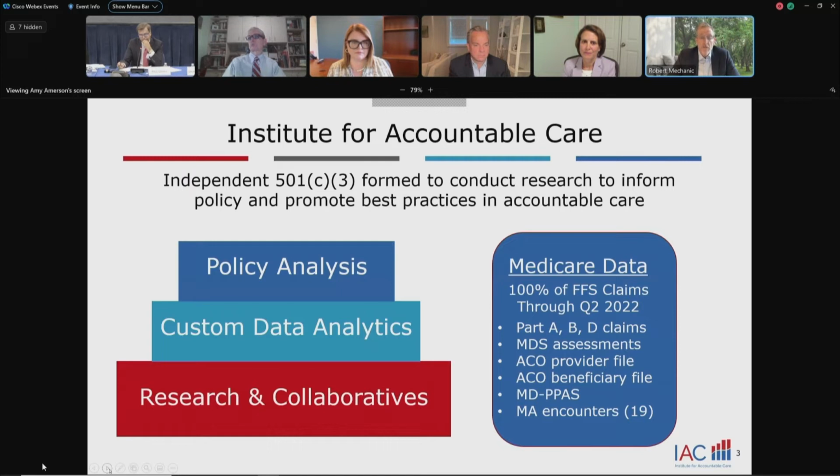Just a brief description of the Institute for Accountable Care, since many of you may not have heard of us before. We were formed a few years ago. We're an independent nonprofit formed to conduct research into policy and best practices around accountable care. We've got a small team of analysts who works on the Medicare database, where we have access to all the fee-for-service claims, A, B, and D, and a number of other data files. We do a lot of work around modeling and analytics of the MSSP program and performance and benchmarks.